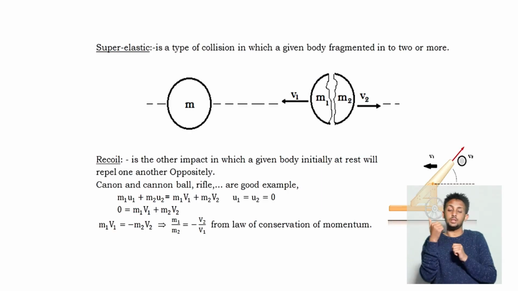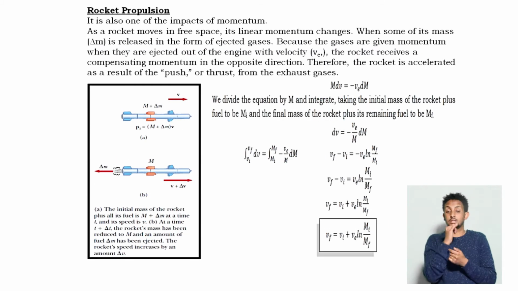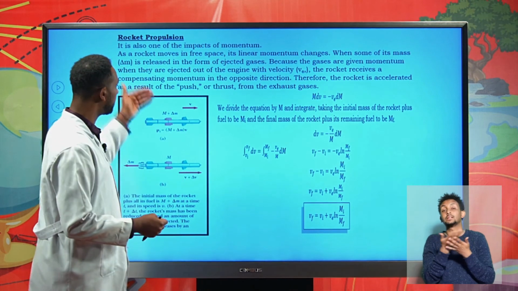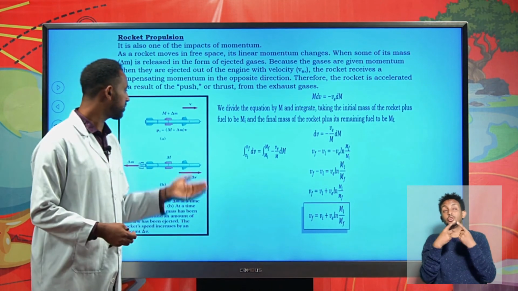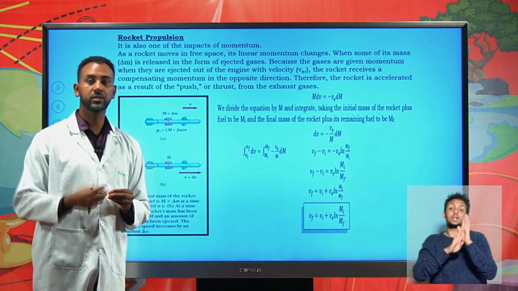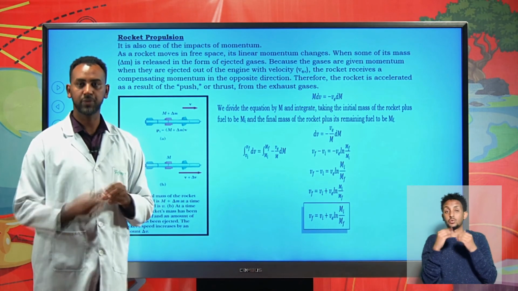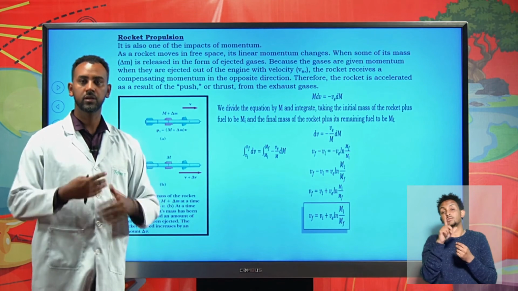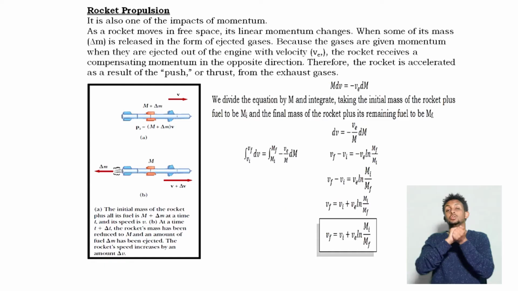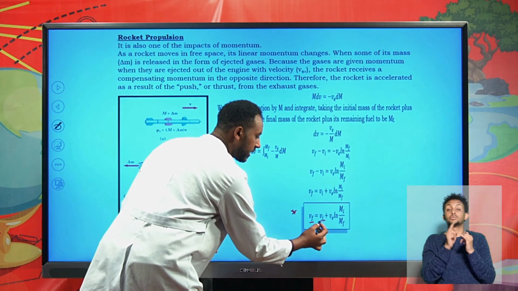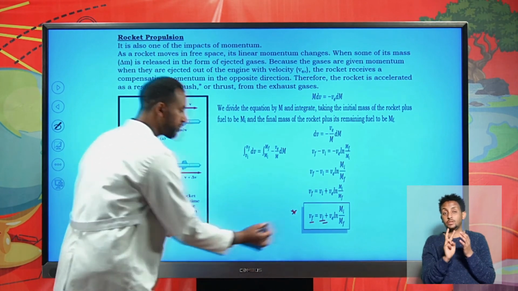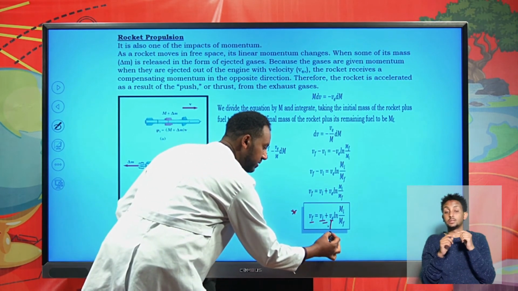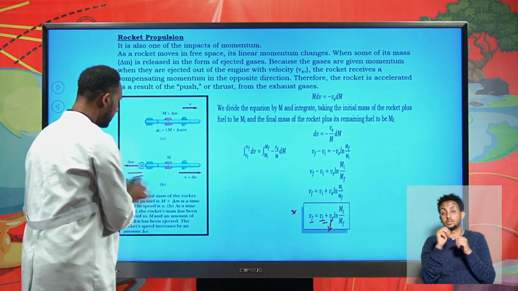And the other impact that we have previously discussed, collision, is one impact of momentum. Rocket propulsion is the other impact of momentum. For a given rocket to be launched, gradually it loses its mass as it ejects fuel, and its velocity increases. So you have an equation which says that the final velocity can be determined as the initial velocity v plus the ejected velocity, meaning the ejected velocity of the fuel.